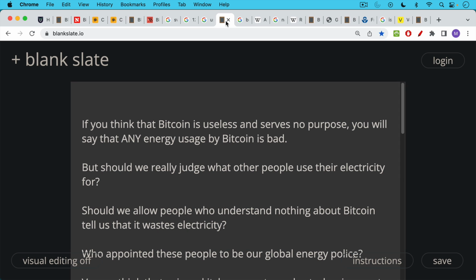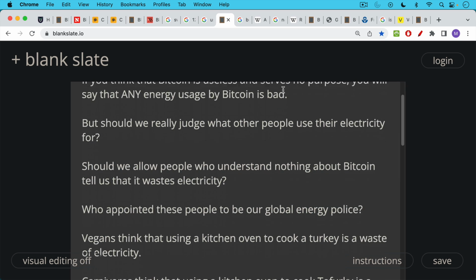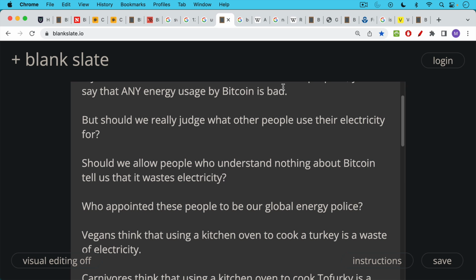Here's the thing, if you've already made up your mind that Bitcoin is a useless invention and serves no purpose, you are going to say that any energy usage by the Bitcoin network is bad, even if it's just 0.15% of global electricity usage. But should we really judge what other people use their electricity for? And should we allow people who don't understand anything about Bitcoin tell us that it wastes electricity? These people perhaps prefer their fiat politicians and their central bankers to be in charge, and they don't really understand the freedom and self-sovereignty that something like Bitcoin can give people.